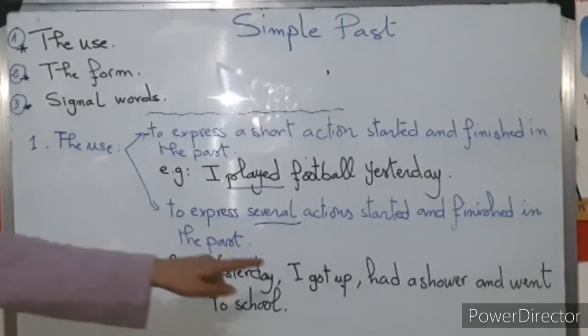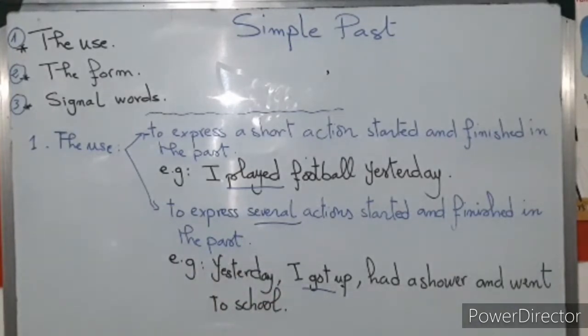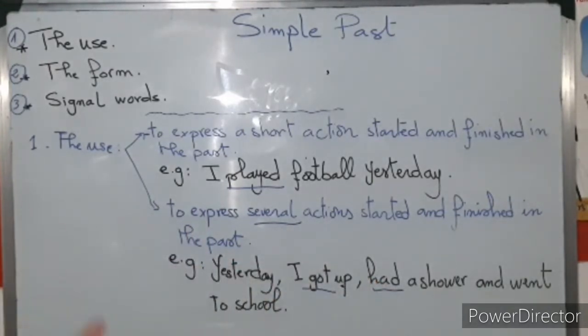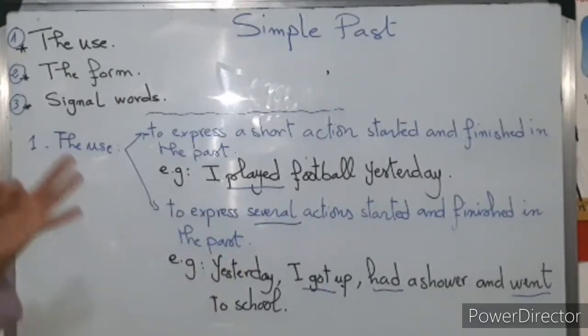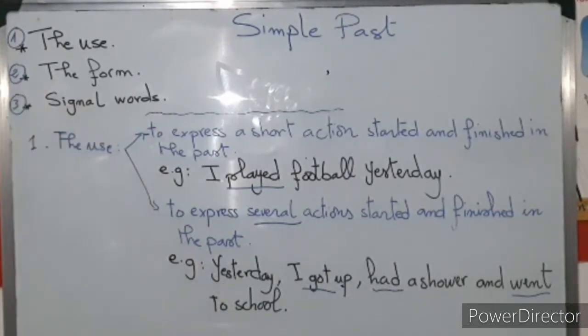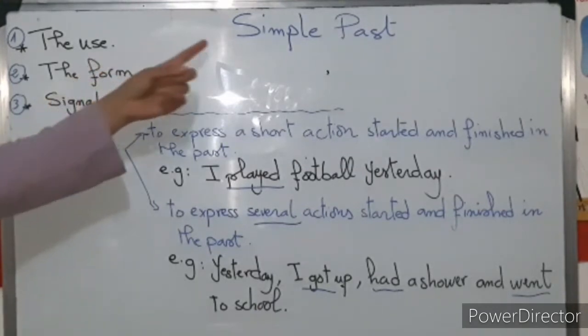For example, yesterday, I got up. Okay, got up. This is the first verb or the first action. I got up. I had a shower. This is the second verb. Okay, I had a shower and went to school. So here in this sentence we have three verbs, three actions in the past, three actions that started and finished when? Yesterday. It's a finished time, finished actions. Okay, I hope that they are clear. So these are the most important uses of simple past.